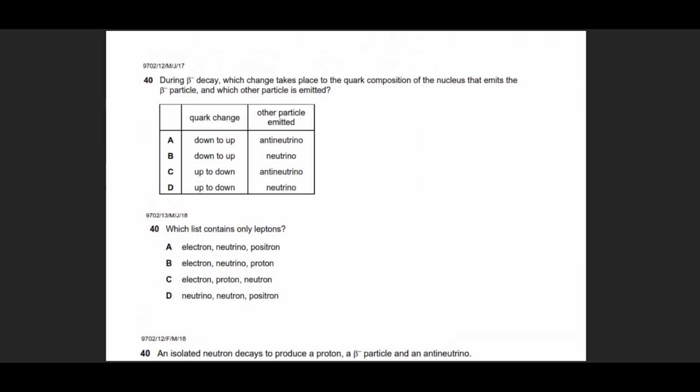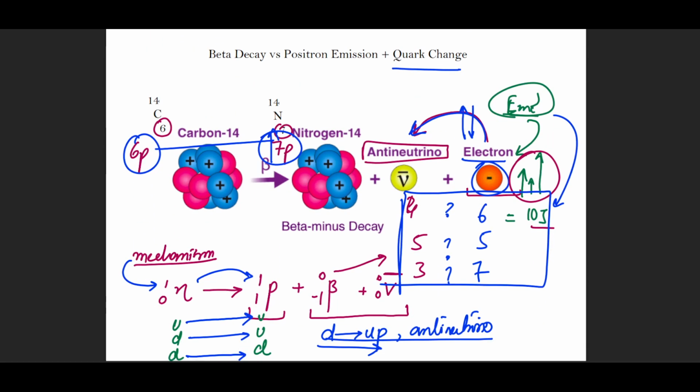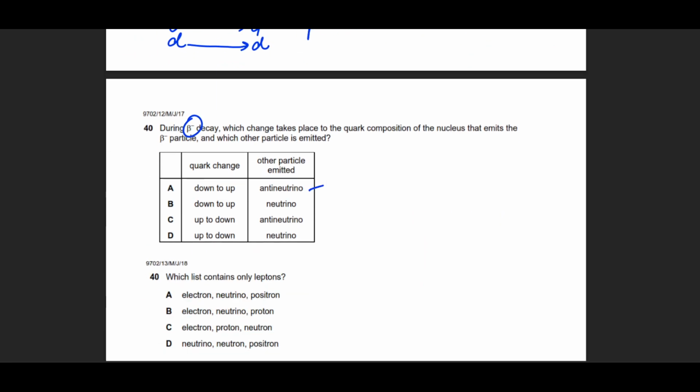Let's move on to this question. He says beta negative decay changes take place in quark composition. Nucleus emits beta negative. Which other particles are emitted? So with beta negative, an antineutrino has to be emitted, because we know who accompanies the electron or beta negative? The antineutrino. So the antineutrino had to come.